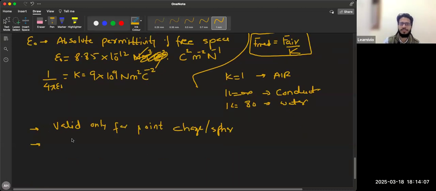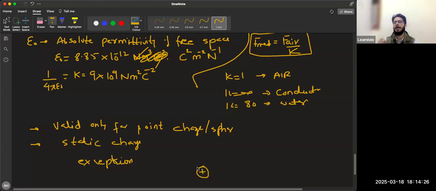It's valid for static charges. There is one exception where it can be applied for moving charges as well. The exception is if one charge is at rest, and another is moving in a way that the separation between both the charges does not change. Another charge is revolving around it, just like an atom. In an atom, we apply Coulomb's law. Otherwise, to apply Coulomb's law, both the charges should be static.